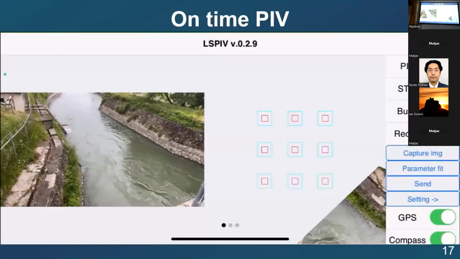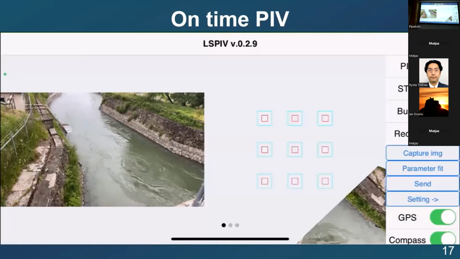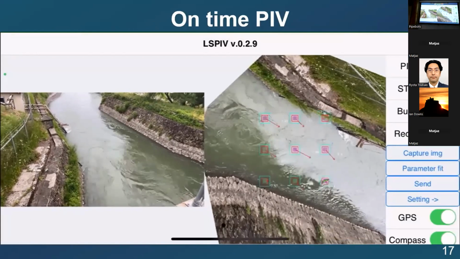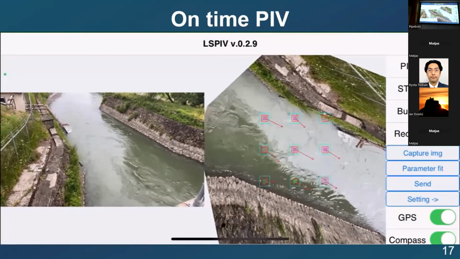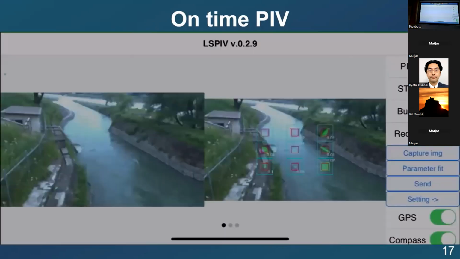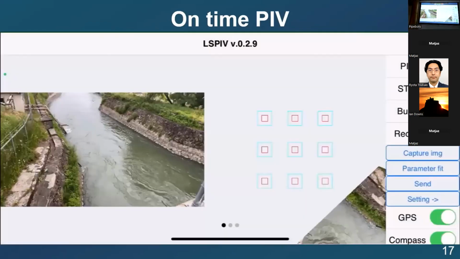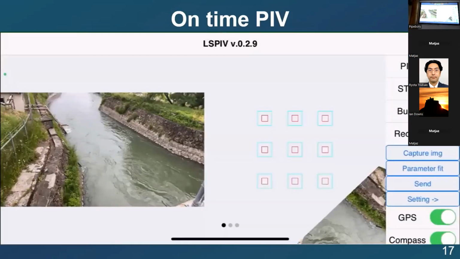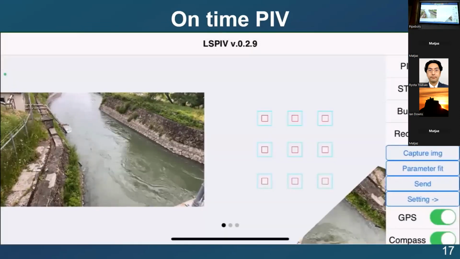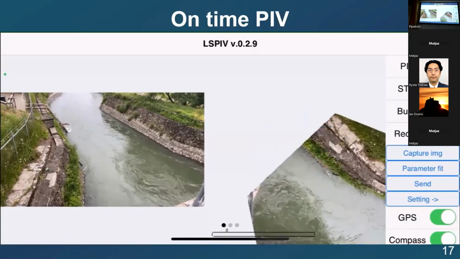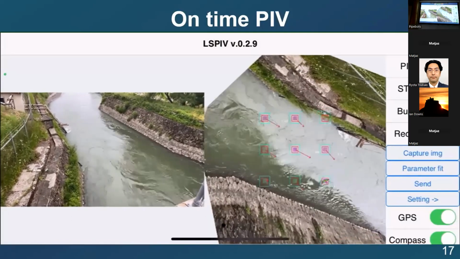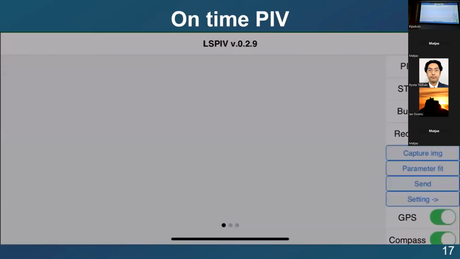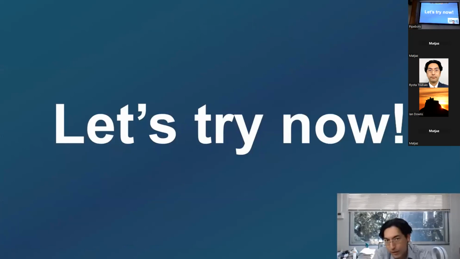This is an example of the on-time PIV. So we can take a video of the stream, and on the right-hand side, velocity at nine points is estimated in real time. Let's try now.